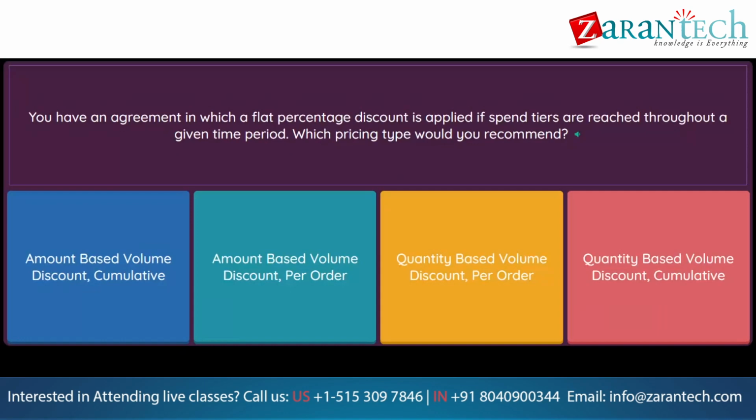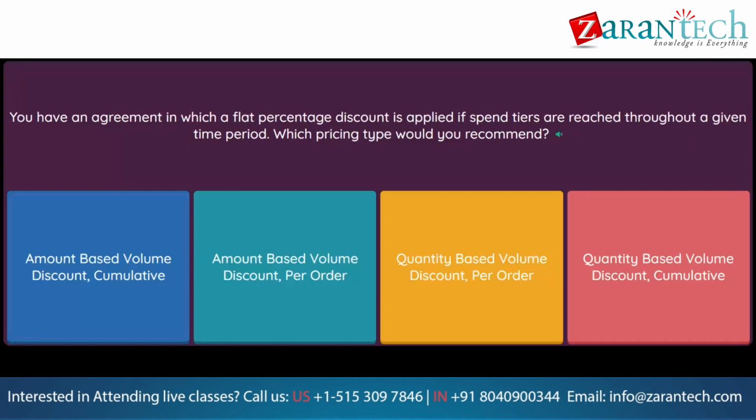Question: you have an agreement in which a flat percentage discount is applied if spend tiers are reached throughout a given time period. Which pricing type would you recommend? Option 1: amount-based volume discount, cumulative. Option 2: amount-based volume discount, per order. Option 3: quantity-based volume discount, per order. Option 4: quantity-based volume discount, cumulative.